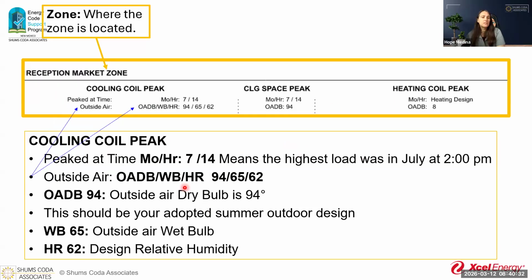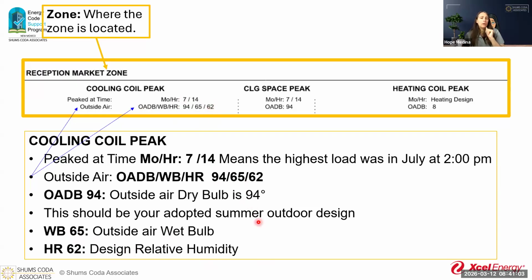Now, the other thing it gives us is the OADB, WB, and HR. What those stand for is the outside air dry bulb, and in this instance, it's telling us it's 94. We have it here, our outdoor air dry bulb. Then it has our wet bulb of 65, which is shown right here, and then our design relative humidity, which is 62 here.